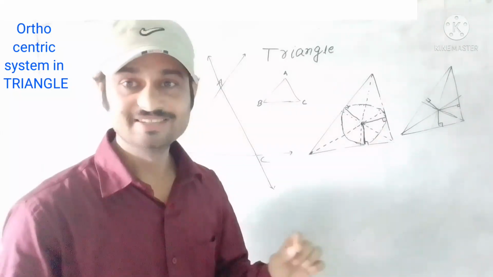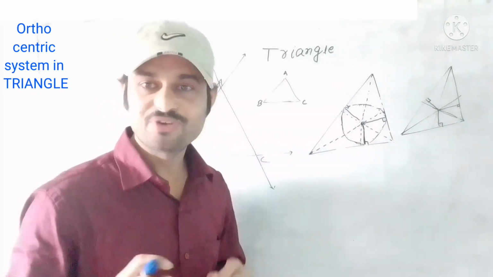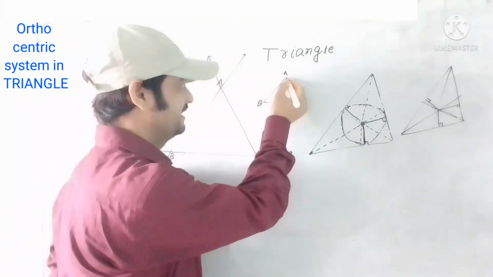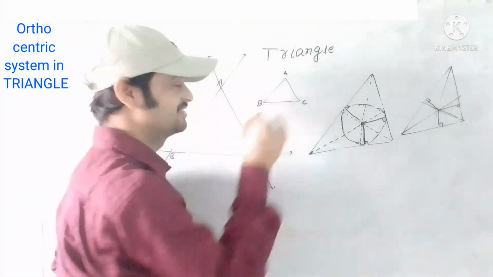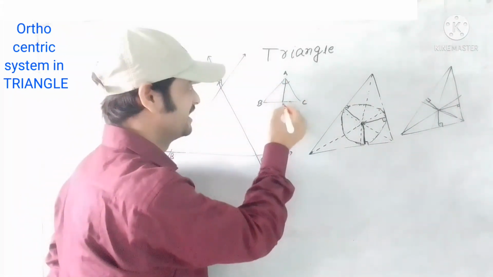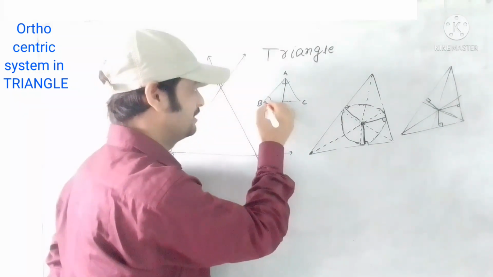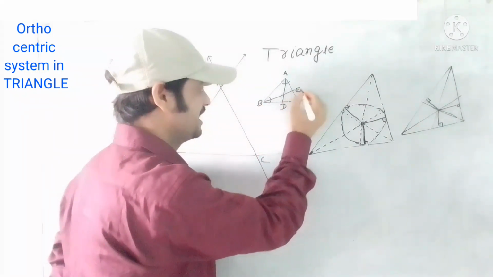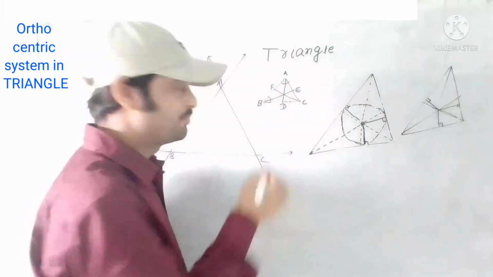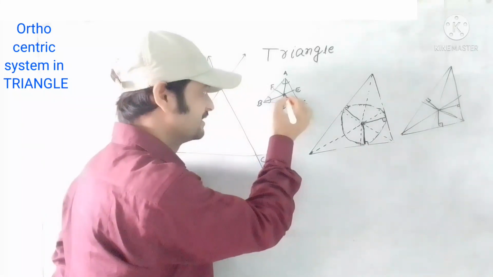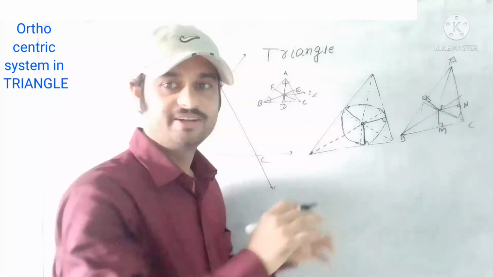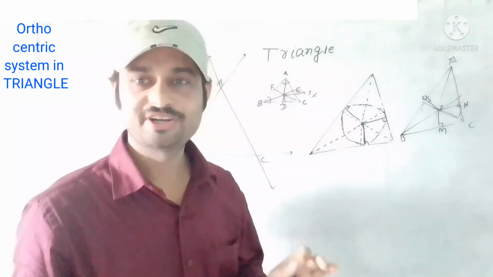We know that the incenter of a triangle is the point of intersection of the angle bisectors. Means if here in this triangle ABC are the three vertices and three angles, then the bisector of angle A is AD, the bisector of angle B is BE, and the bisector of angle C is CF. The point of intersection is this. It is denoted by I. This point is called the incenter of a triangle.